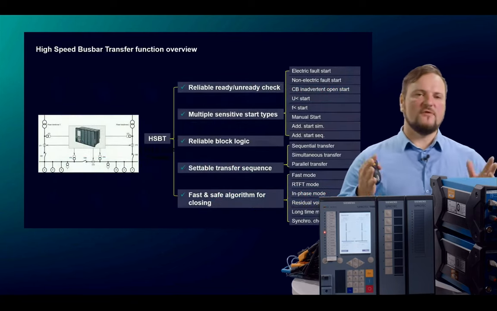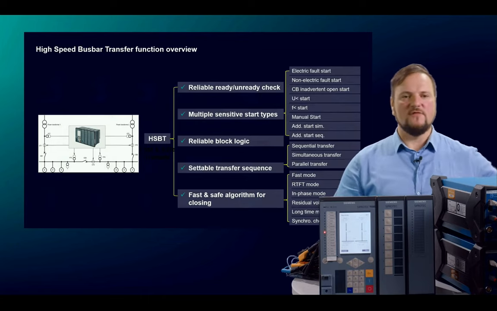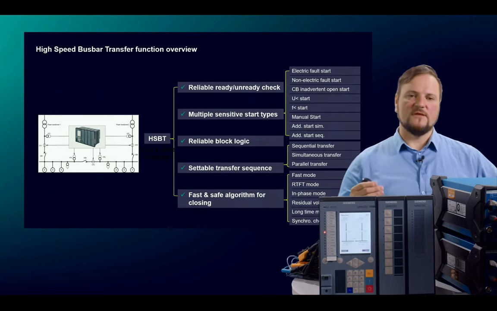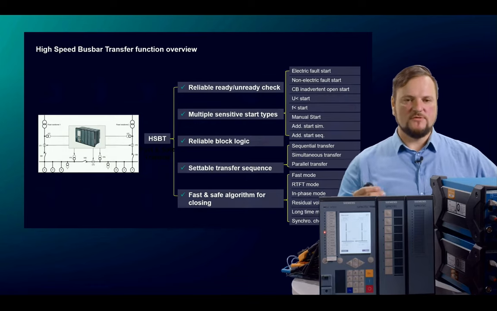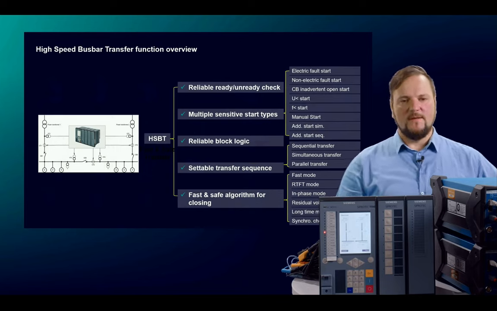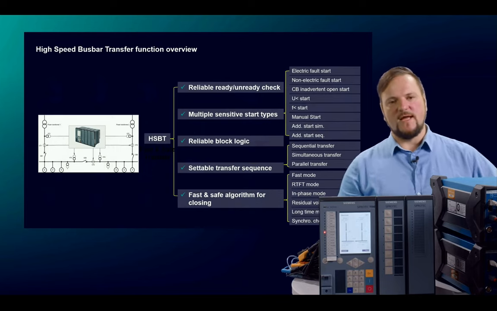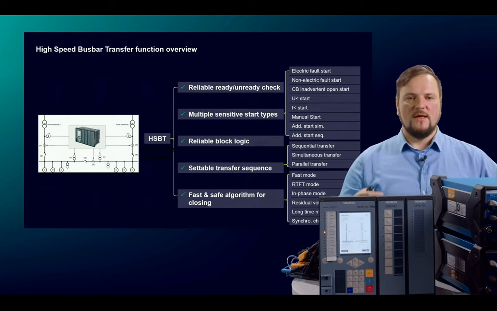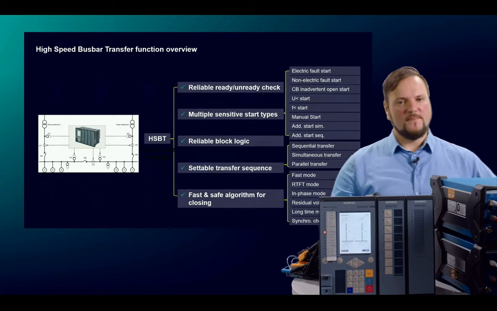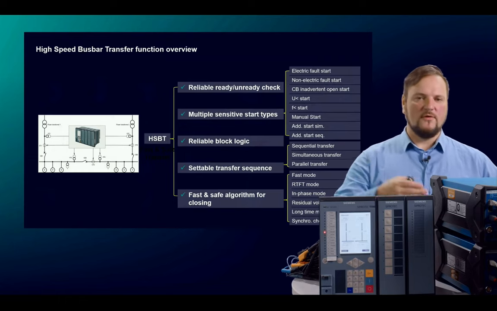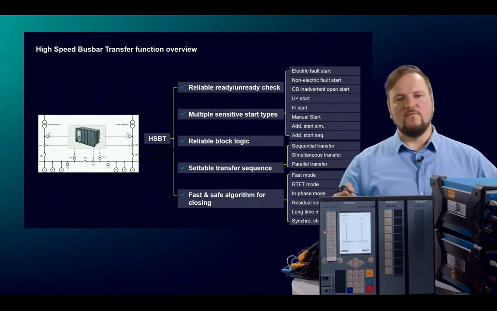So here is a rough overview of the high-speed busbar transfer function. The high-speed busbar transfer function is a function group which you can instantiate from the library in your device project. It supports a ready and unreadiness check, and we have multiple sensitive start types, for example electrical fault or non-electrical fault, CB invert and open start.